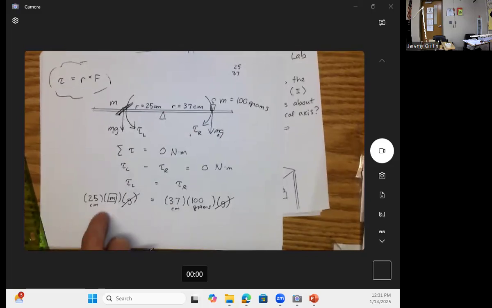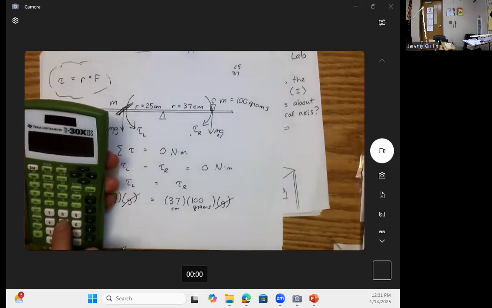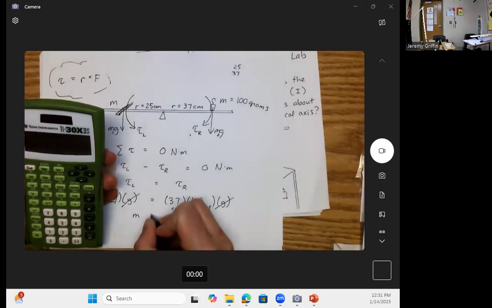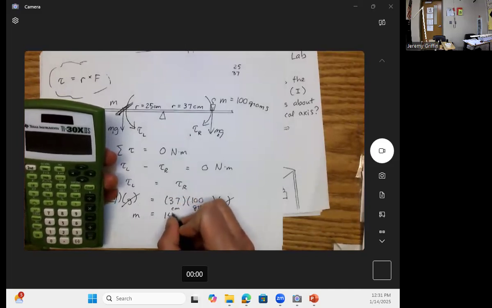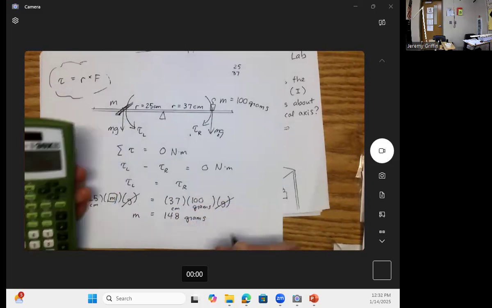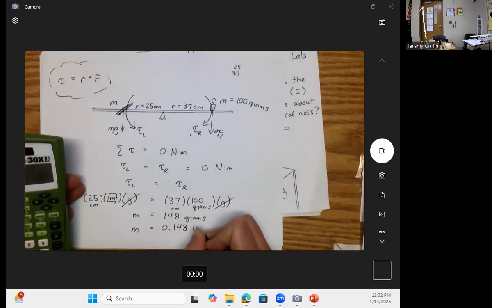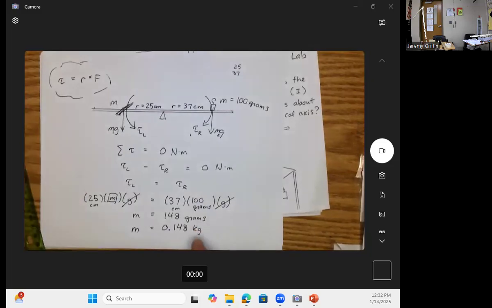All I have to do is divide down 25 centimeters. So what's 37 times 100 over 25? So the mass is, oh yeah, that's exactly what I've been getting in line with earlier. Grams. Okay. And we're going to use base SI units today. So guys, how many kilograms is that? Yeah, 0.148 kilograms.